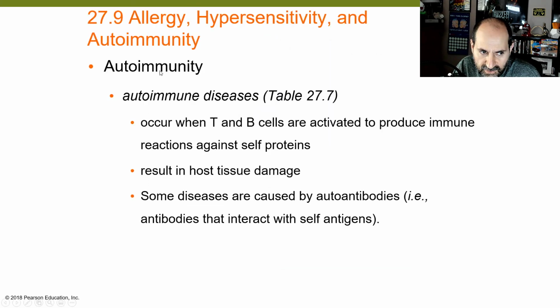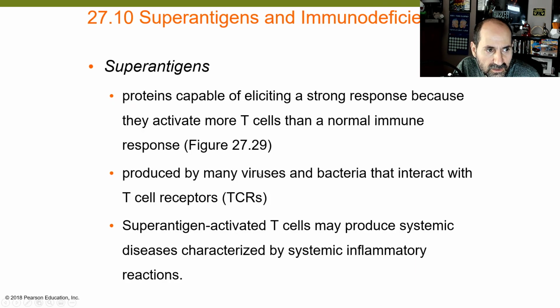With regard to autoimmunity, you should know that this is when the B cells and the T cells are activated in response to self proteins, and this is what causes tissue damage. And then with regard to superantigens, simply know that they are proteins capable of eliciting a strong response because they activate more T cells than a normal immune response would.